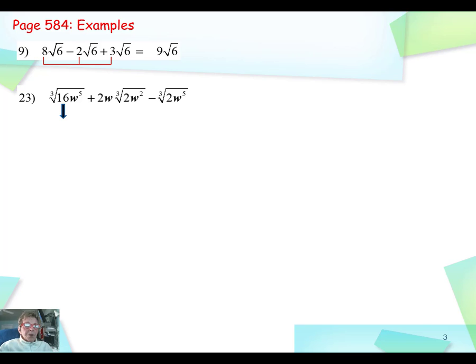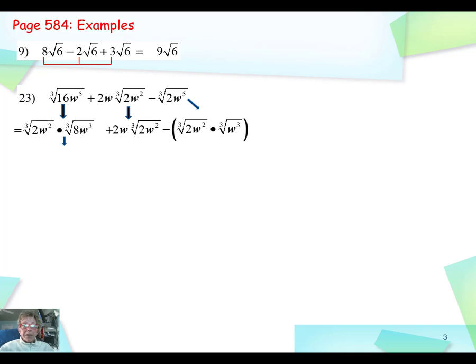If you look at the middle term, the radicand is 2w squared. Is it possible for us to turn the first and last term into the same radicands? Yes, it is, and this is how we're going to do that. We're going to break down the cubed root of 16w to the fifth as the cubed root of 2w squared times the cubed root of 8w cubed. The second term we're going to leave exactly as it is, and the third term we're going to change into the cubed root of 2w squared times the cubed root of w cubed.